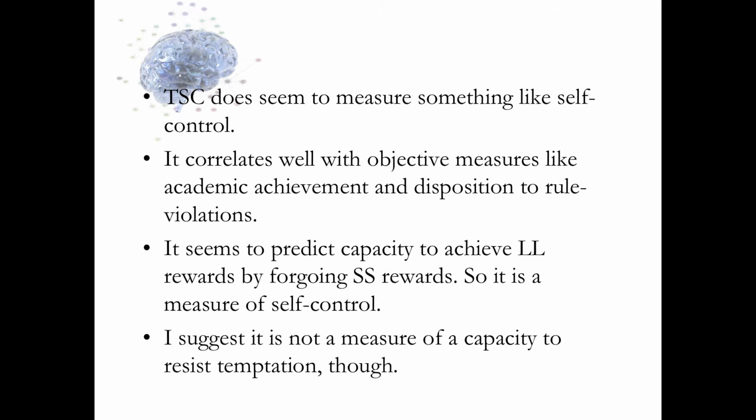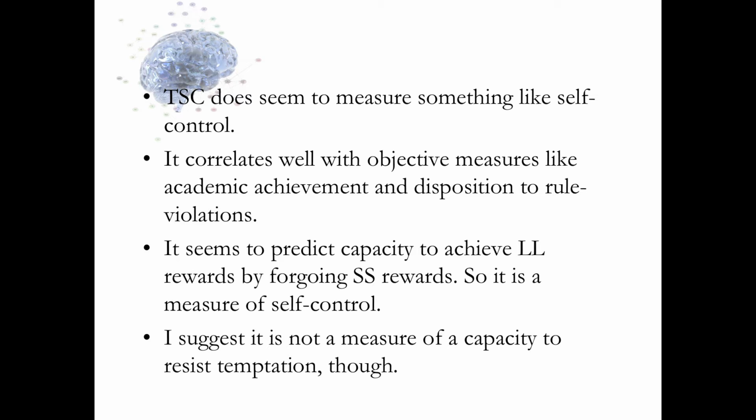Well, I don't think we should do that, because the trait self-control scale does have predictive power. It is a measure of something, and further, it predicts things that look like self-control. It predicts things like likelihood of getting involved on the wrong side of the law. It predicts things like scholastic achievement. And these are larger, later rewards, the achieving of which requires foregoing smaller, sooner temptations. So it looks as though it really is measuring self-control. So it's a measure of self-control that's not a measure of a capacity to resist temptation.